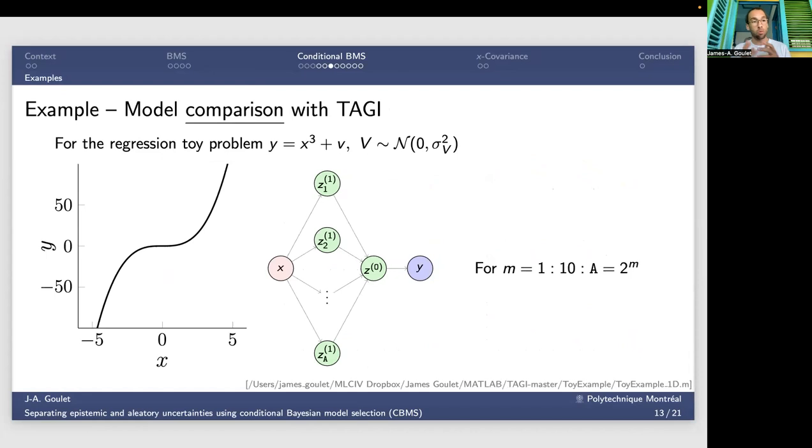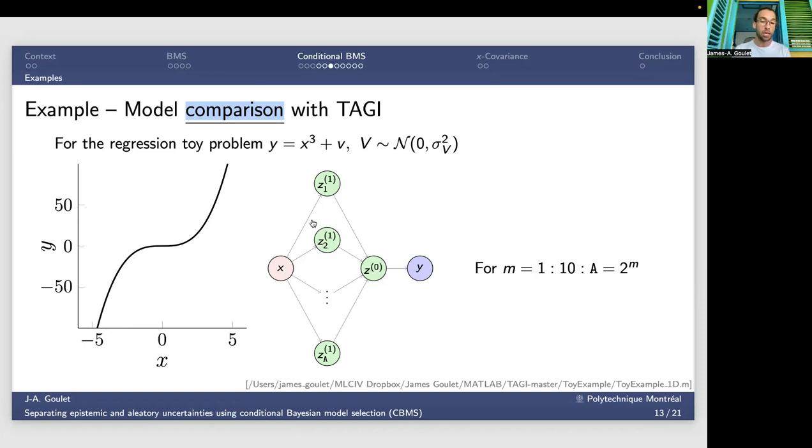So now let's look at what happens if we apply this to Bayesian neural networks, using KGI. The first set of examples is for model comparison. I have different models. I want Bayesian model selection or conditional Bayesian selection to tell me which one of these models is better than others. So I have this toy regression problem. The reality is that black line, it's x cubed plus noise. I'm going to analyze this with a simple feed-forward neural net, one hidden layer and one output layer.